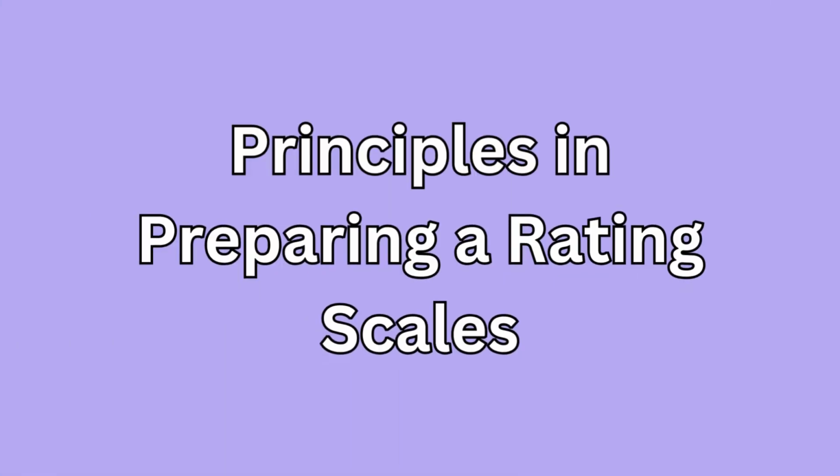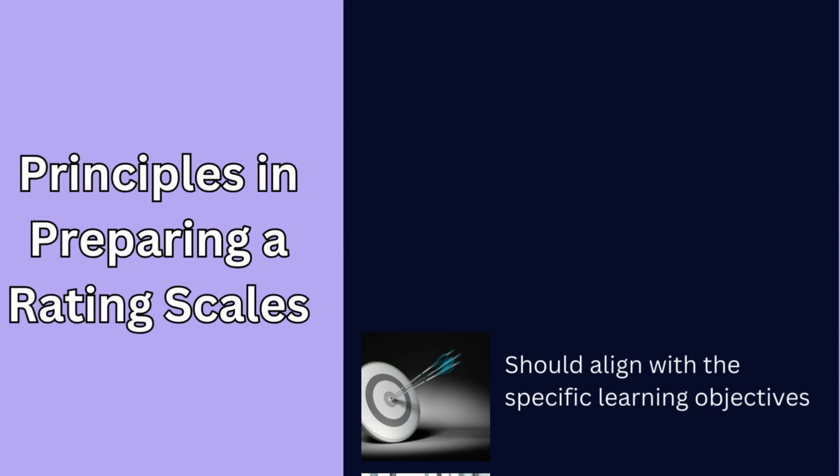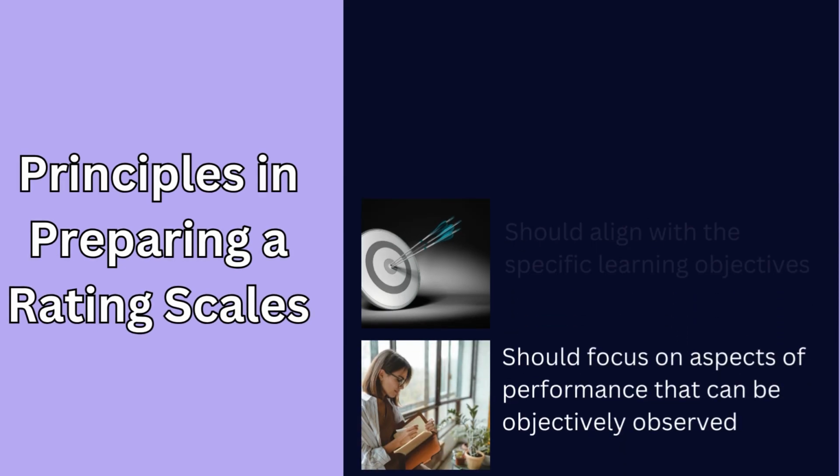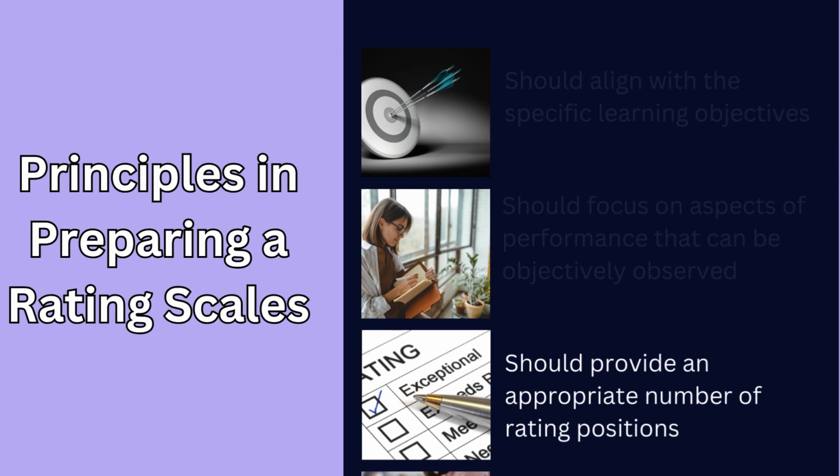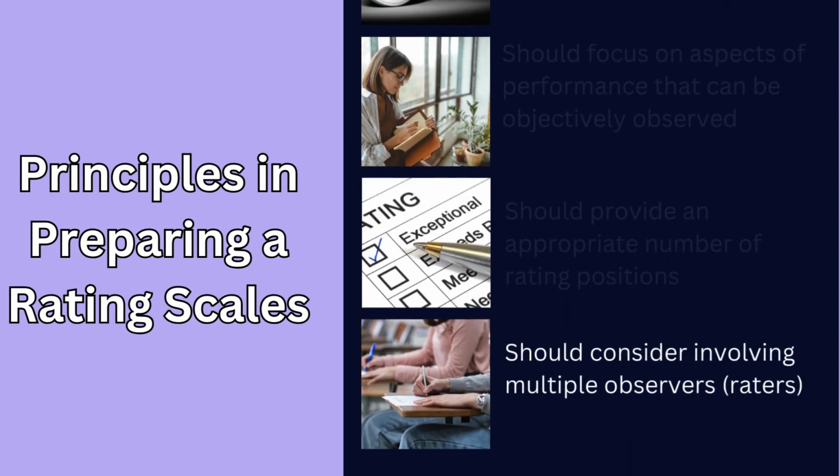We have here the principles in preparing rating scales. Rating scales should directly relate to learning objectives. They need to be confined to performance areas that can be observed. Three to seven rating positions may need to be provided, and the scale may be made more objective, valid, and reliable by getting a pooled rating from more than one observer.